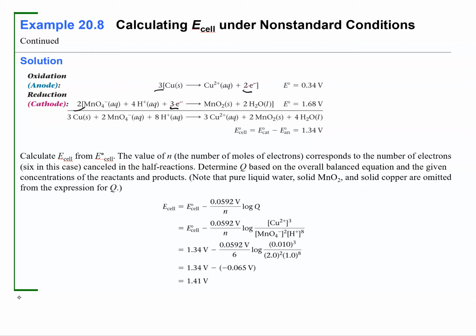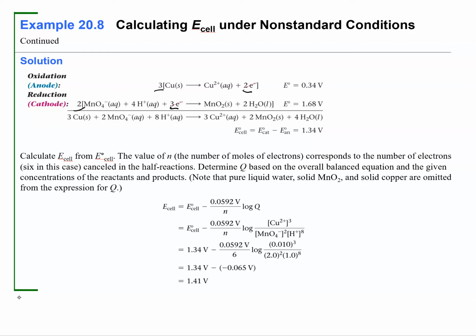So now that we have this balanced redox equation, and we have E naught cell of 1.34 volts, what do we need to do next? Well, we need to calculate the potential of the cell under non-standard conditions, given the standard conditions for the cell and the set of non-standard conditions that it's in.